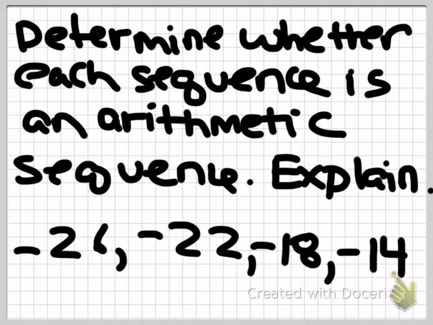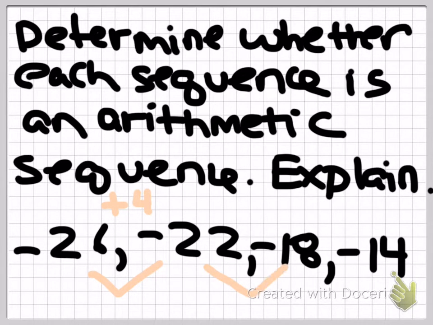First, we're going to determine whether each sequence is an arithmetic sequence or not. So we're looking for a common rate between each number, either increasing or decreasing. So we need to figure out how to get from negative 26 to negative 22. I usually always start with addition and see if I can add by a certain number. So negative 26 plus 4 is negative 22. So we're going to keep that in mind and see if this continues.